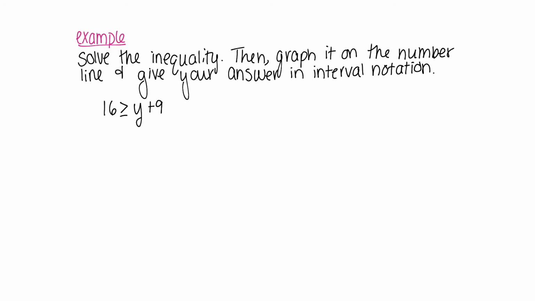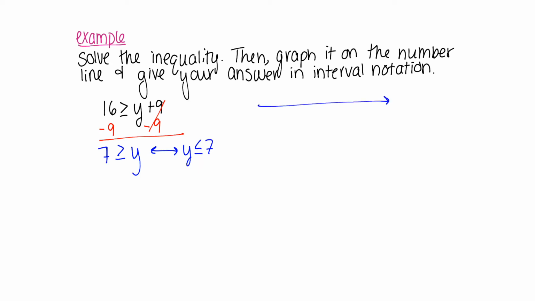Just one more. Here we have 16 is greater than or equal to y plus 9. I want to get y by itself, so I'm subtracting 9 on both sides, which will cancel those 9s. 16 minus 9 is going to give you 7, greater than or equal to y. Now, once again, we don't really like to see this as 7 greater than or equal to y. We want y to be on the left-hand side. So notice that it's pointing towards the y right now, which means when I rewrite it, it should still point towards the y. So 7 greater than or equal to y is the same as y is less than or equal to 7.